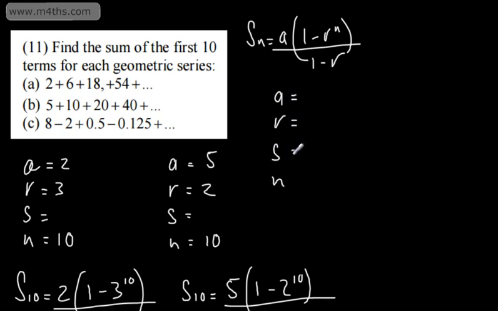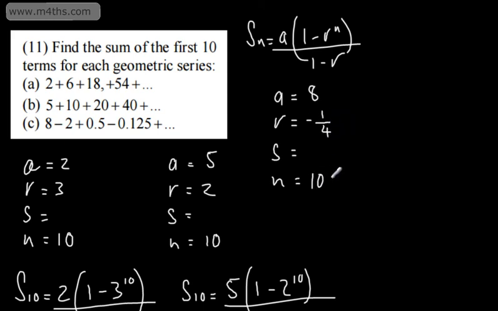We've got now the first term, which is going to be 8. We need to be careful here, so we've got now 8 minus 2 plus 0.5 minus 0.125. Well, if we did 2 over 8, that's a quarter, so therefore our ratio will be negative. A half over 2 is a quarter, but again, one's negative, one's positive, so the ratio is negative 1/4.